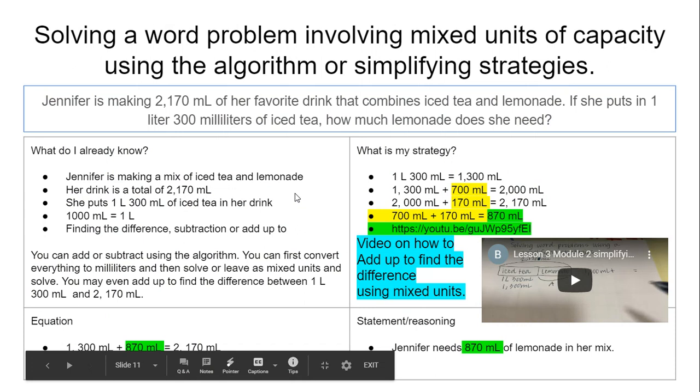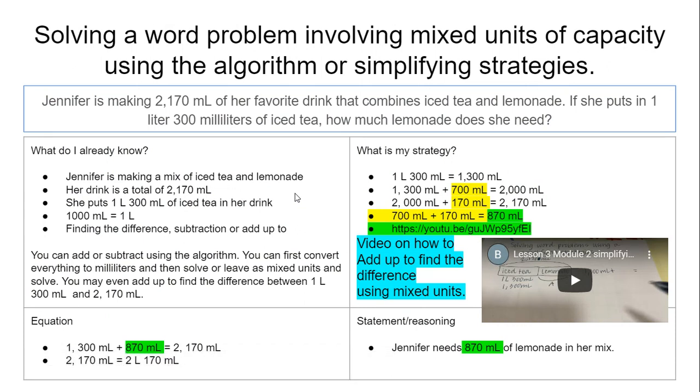Solving a word problem involving mixed units of capacity using the algorithm or simplifying strategies. So in this one, Jennifer is making 2,170 milliliters of her favorite drink that combines iced tea and lemonade. If she puts in 1 liter, 300 milliliters of iced tea, how much lemonade does she need? So what do we already know, setting up our foursquare, is that she's mixing iced tea and lemonade. We know that her total drink has to have 2,170 milliliters. We know that she's already put in her iced tea, which equals 1 liter, 300 milliliters.